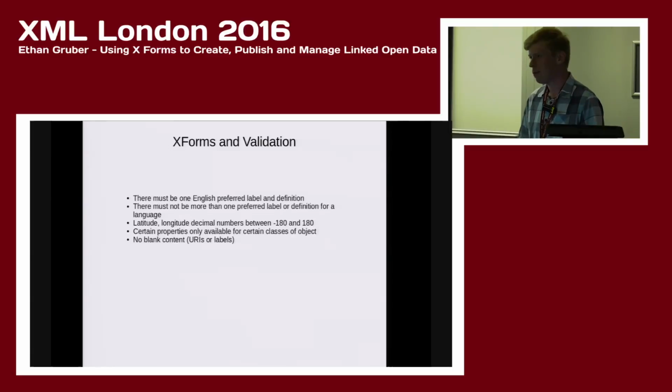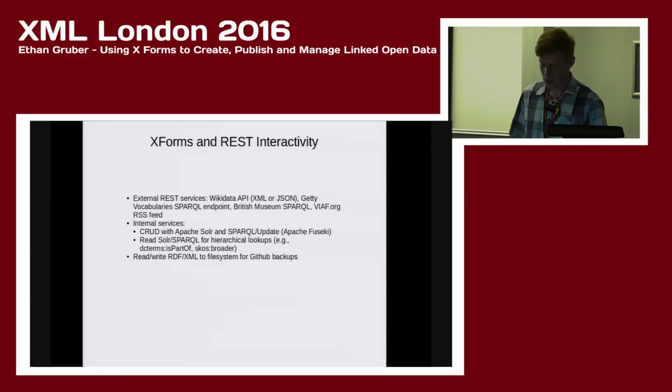When creating mints or regions or other sorts of geographical features, latitude and longitude have to conform to standard decimal numbers. Certain properties are only available for certain classes of objects, so that means you can't put a latitude and longitude into something that isn't a geographic entity anyway. And no blank content, so no blank labels or anything like that. There are other sorts of validation, but these are really some of the most basic ones that we enforce.